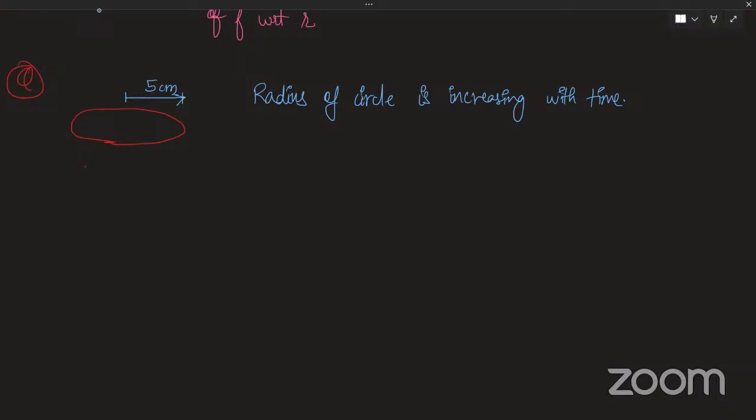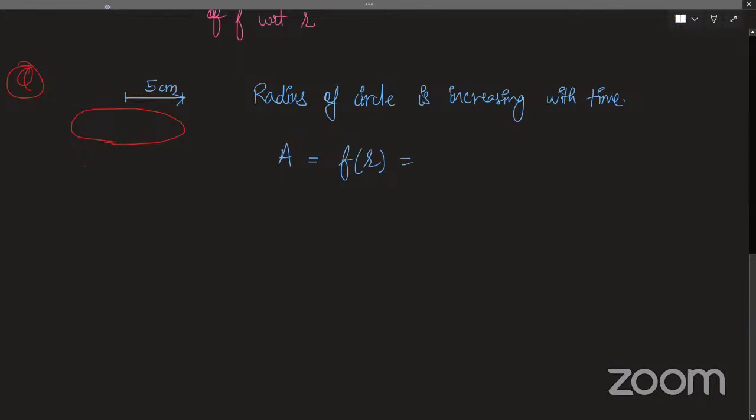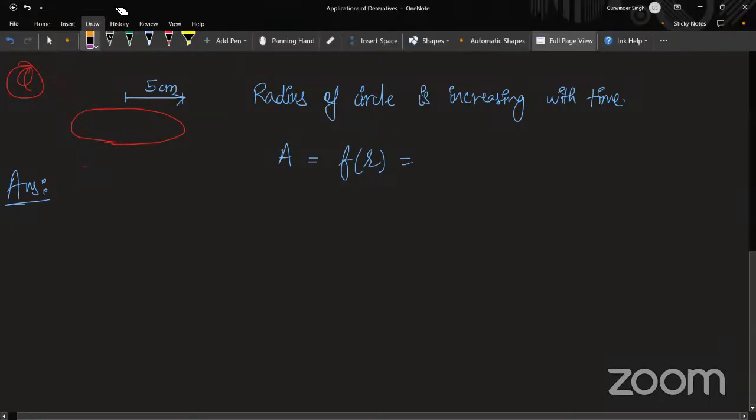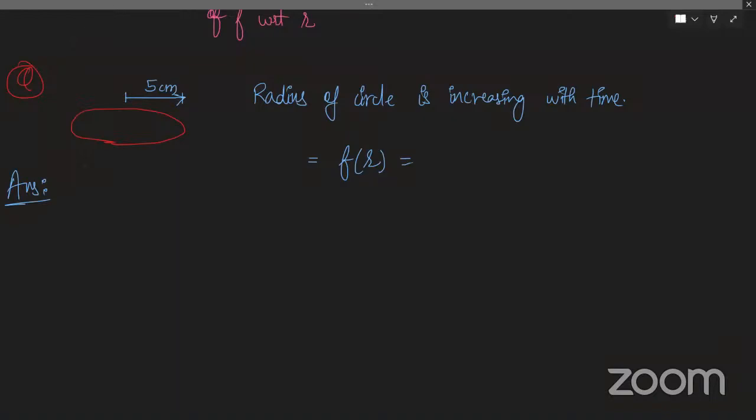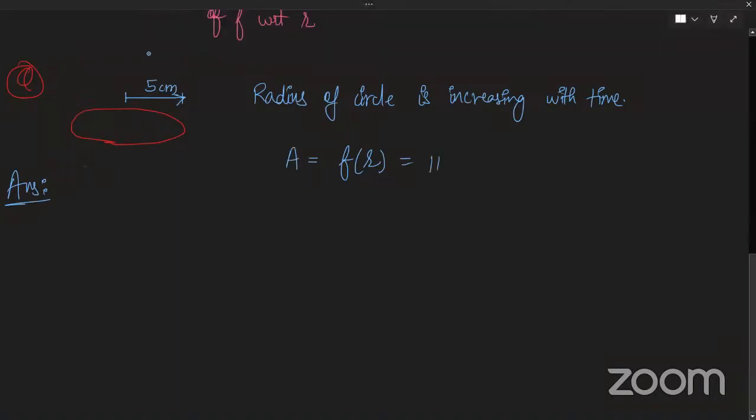Can you write the area as a function of the radius? Everyone, can you write the area of this circle as a function of the radius of the circle? F of r, what will that be equal to? How can area be represented in terms of radius? Pi r square. Great. Pi r square, right? Area can be represented as pi r square. So now it is asking me, what is the value of dA by dt?